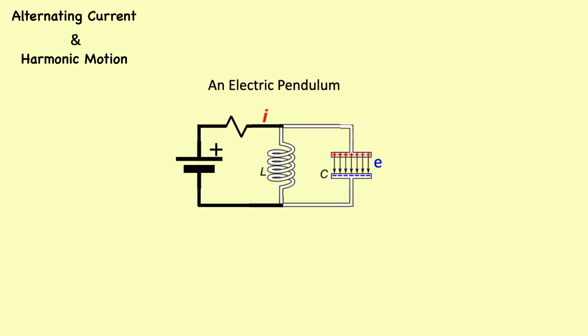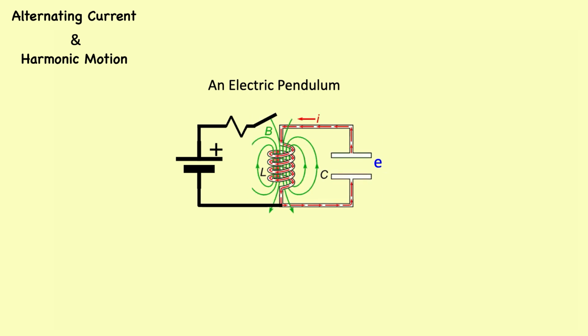What happens immediately is the capacitor will charge to the source voltage and the current will increase until Ohm's law tells us that it will reach a value of the source voltage divided by the resistance of the circuit, which will flow through the inductor continuously as long as the switch is closed. Once the switch is opened, the electrical pendulum will start to operate.